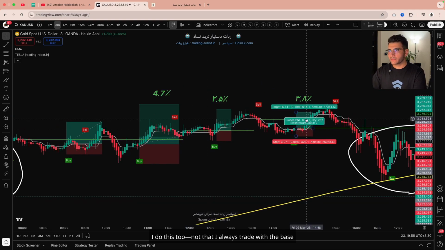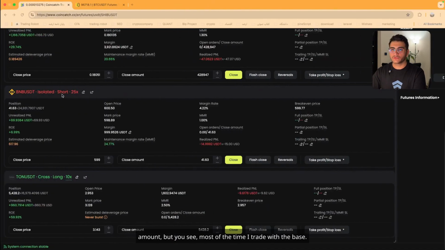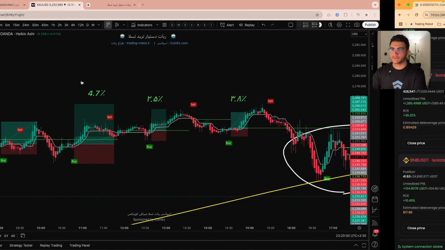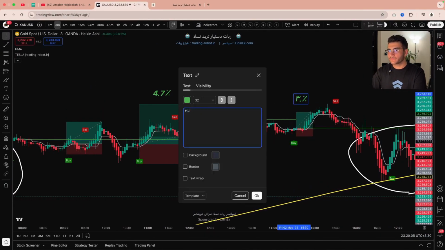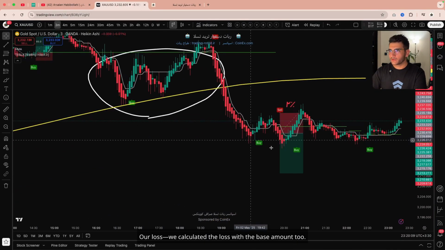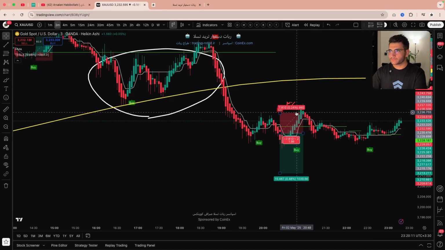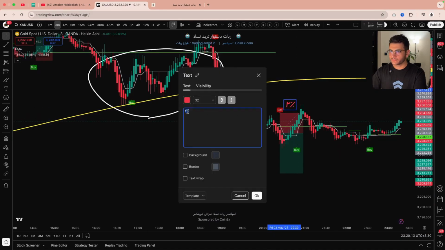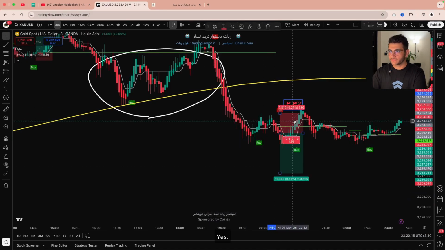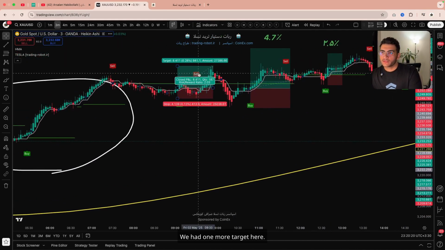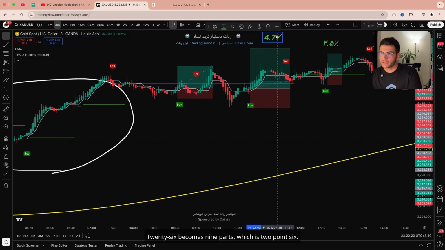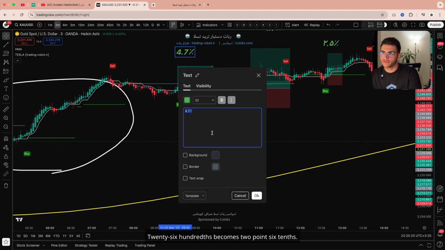I do this too. Not that I always trade with the base amount, but most of the time I trade with the base. It's stuck in my head. This one becomes 1.9 as well. Our loss, we calculated the loss with the base amount too. That makes 2.14, right? Yes. We had one more target here. 26 hundredths becomes 2.6 tenths.